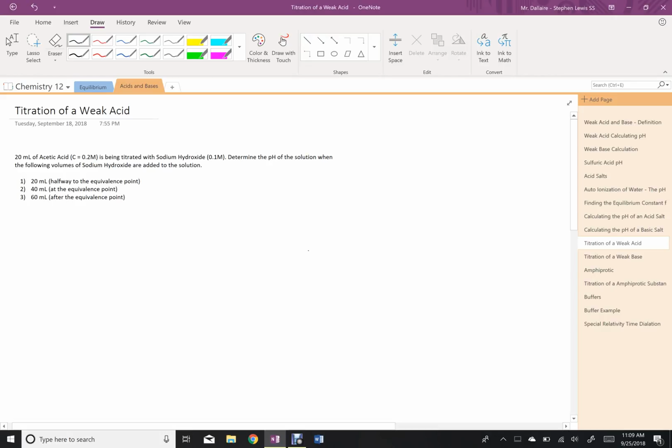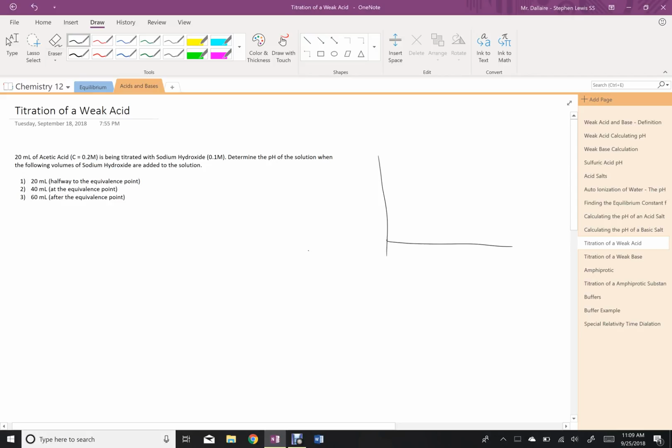Okay, one more video to get through this titration here. We're still titrating acetic acid with sodium hydroxide, but this time we're going to push right through the equivalence point, and we're going to see what happens to the pH after the equivalence point.